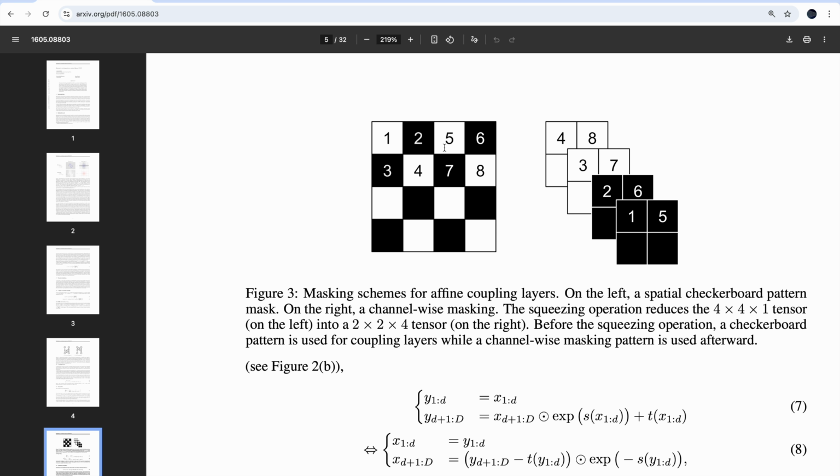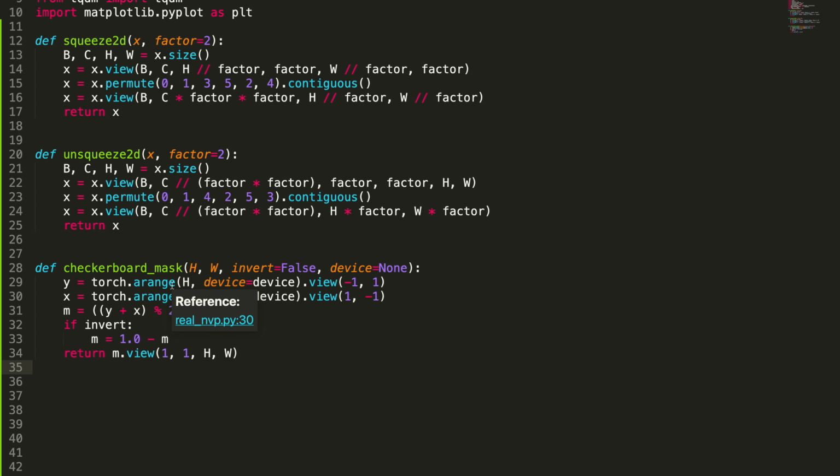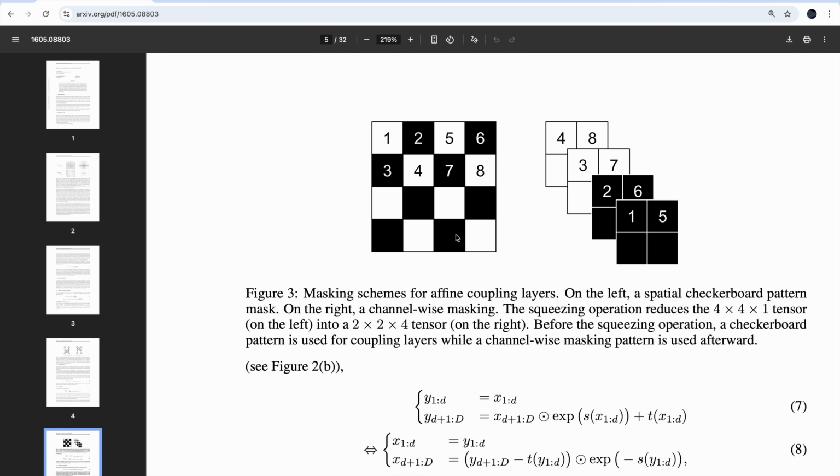Okay, so we create this checkerboard mask based on this invert flag. Either we only compute the white values or only the black ones. And there is the same masking, which we call channel masking. It's the one on the right. Here we only work with half the channels, either the first channels or the last ones. Either only the white channels or the black channels on this figure.